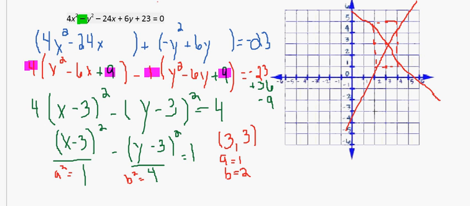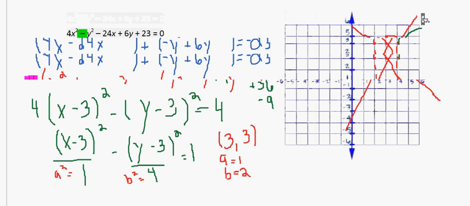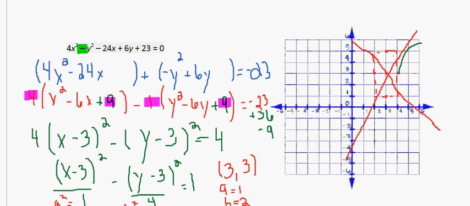And since this is a horizontal hyperbola, it's going to open side to side. So my vertices become the side points. And my hyperbola looks something like this. And I follow the path of the asymptotes.